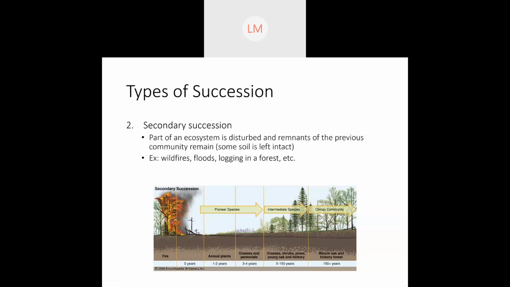We already have soil, so we can start with some annual plants, then grasses, and then we see the same thing: shrubs, and then our oak trees. This still takes a long time, but much less time than primary succession. So primary is brand new rock, while in secondary succession, part of that soil is still left intact.